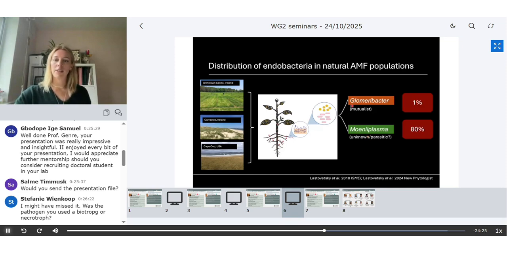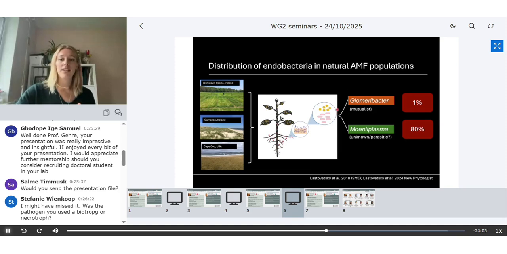I found that Glomeribacter, the one that is a mutualist, was actually very, very rare in these natural AMF isolates, found in only about 1% of all of these spores. Moeniplasma, on the other hand, the one that we don't actually know what it does, maybe it's parasitic, was found in 80% of all the isolates.